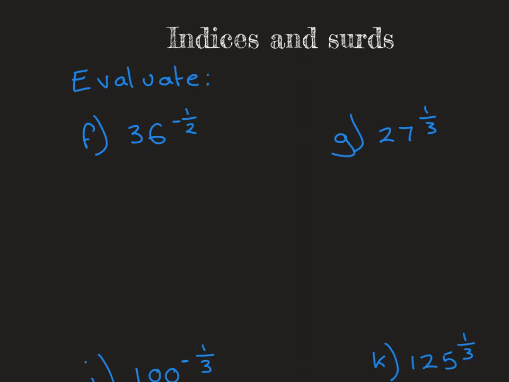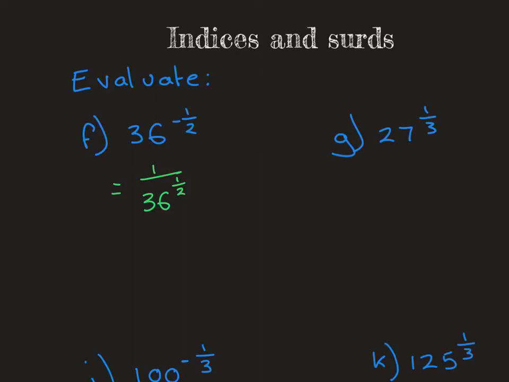Okay, so what we're doing when we're evaluating, we're basically trying to simplify them or come up with the same number written in a more simple way, and usually that means a smaller way. So if we look at the first one, which is 36 to the power of minus a half, the first thing we do is we need to deal with the negative sign on the power. So we know that anything to a negative power is equal to 1 over 36 to the power of a half.